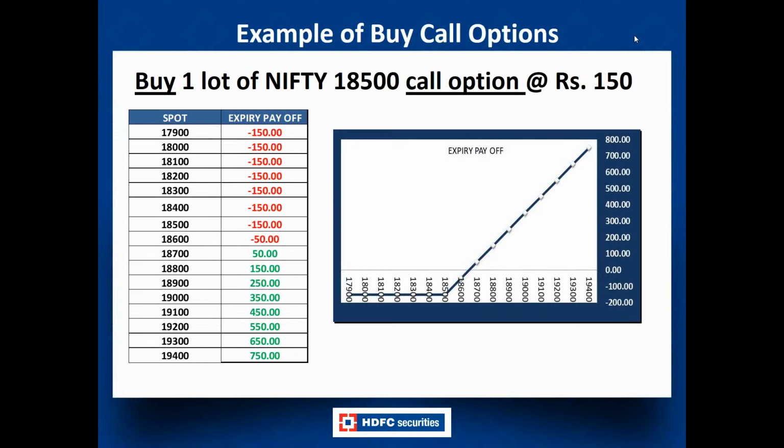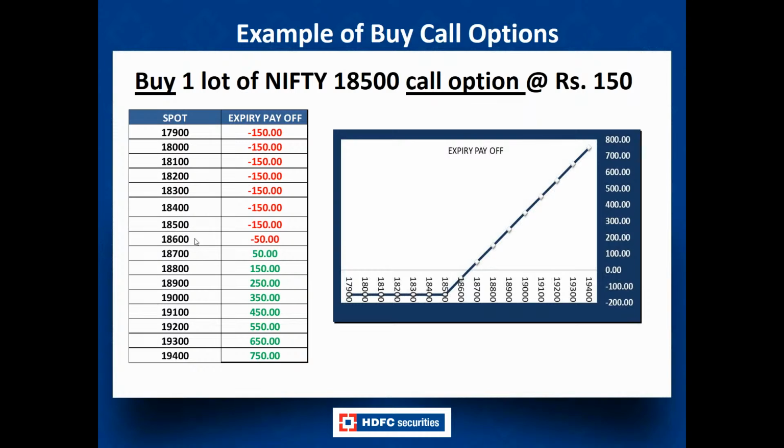My loss would be limited, that is 150. My profit would be unlimited if Nifty goes in my direction, and however much it goes above 18,500 levels, I would make unlimited profit. So that's the beauty of options. The investment capital required is very small, your risk is also limited, and your reward is unlimited if your view goes right.